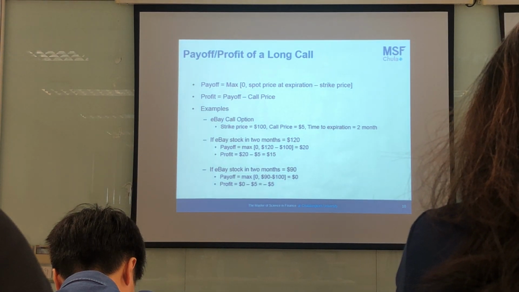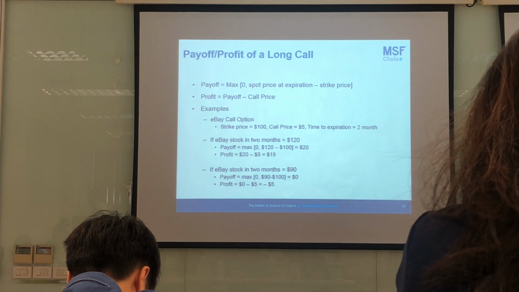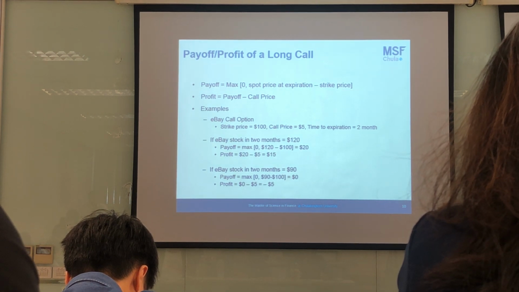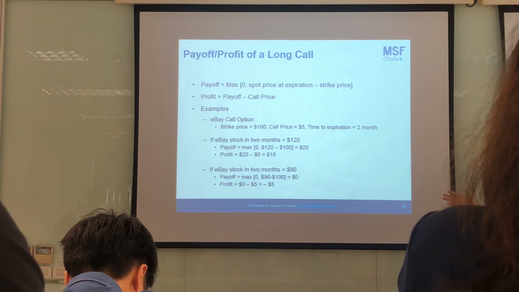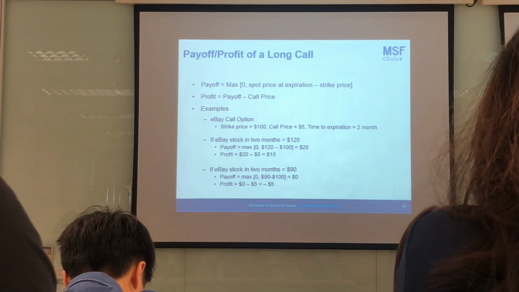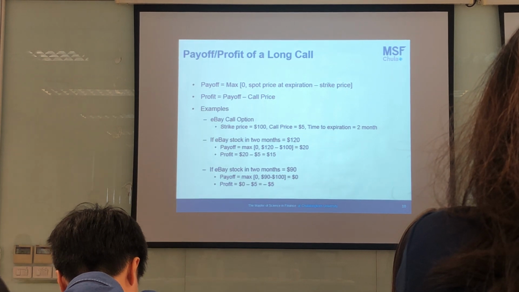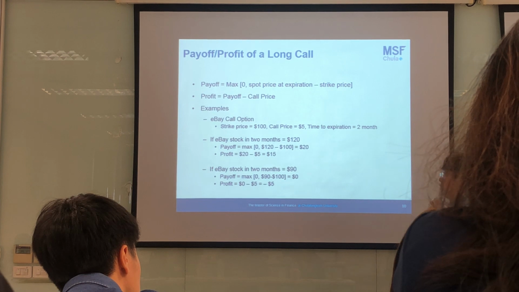Back to bullet number 1. For the payoff, the value of the call equals the maximum of 0 and the spot price, or the stock price at expiration, minus the strike price, or the exercise price. This is the value of the option at the expiration date.